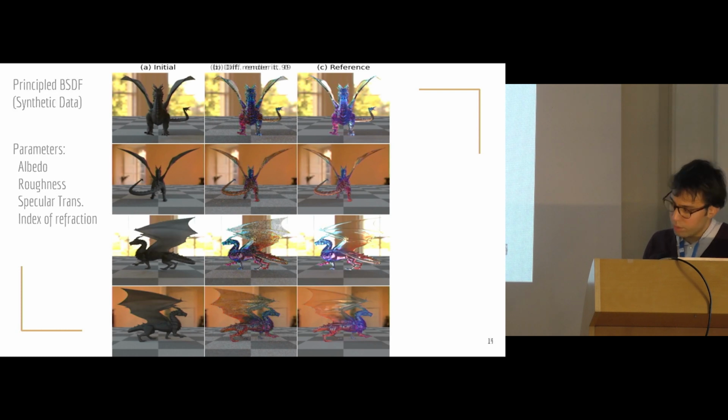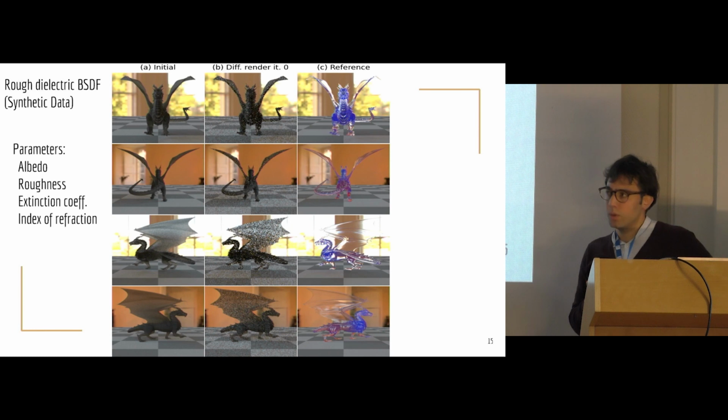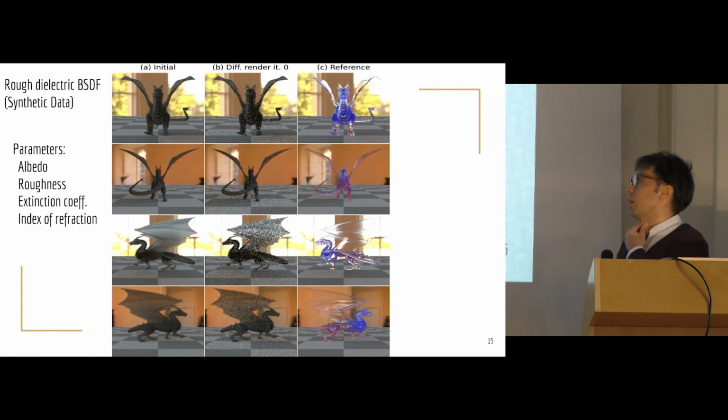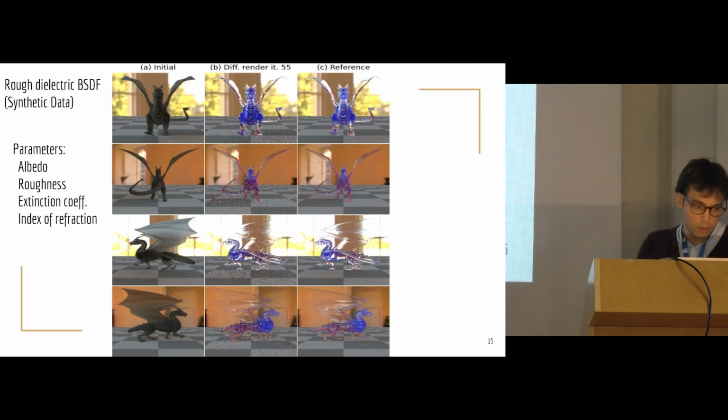On the next slide, I show another example. However, in this case, I'm using rough dielectric BSDF with homogeneous participating medium. We are optimizing these parameters: albedo, roughness, extinction coefficient, and index of refraction. As you can see, we achieve quite acceptable results.